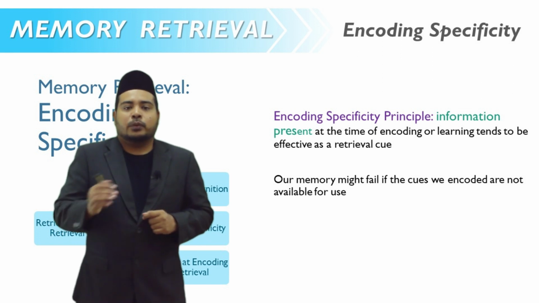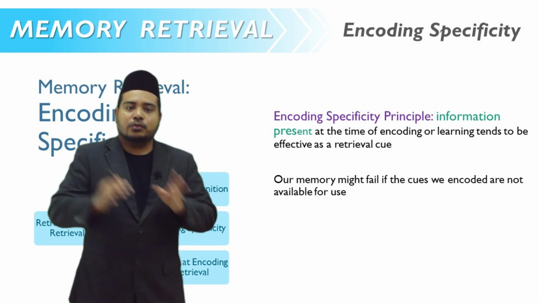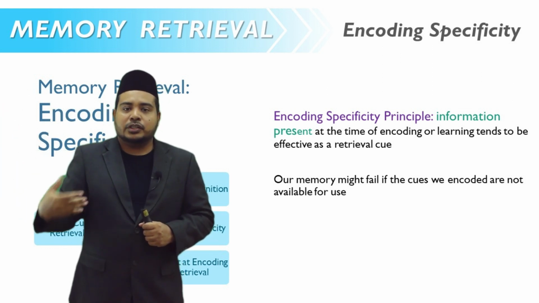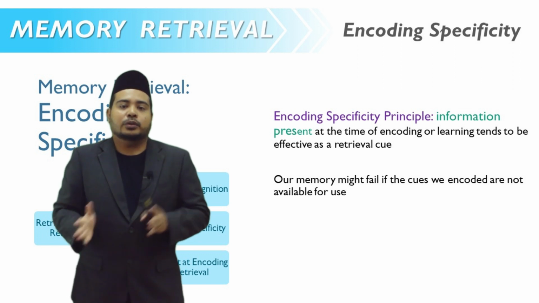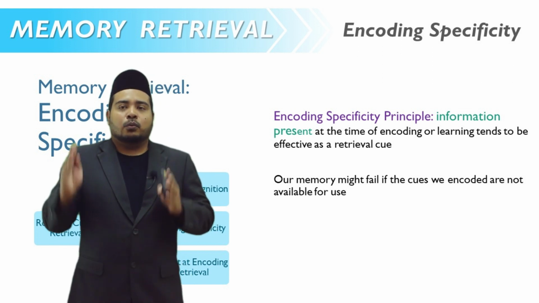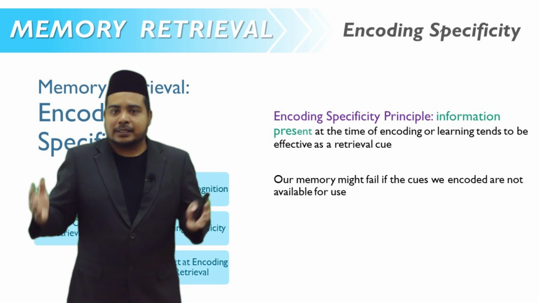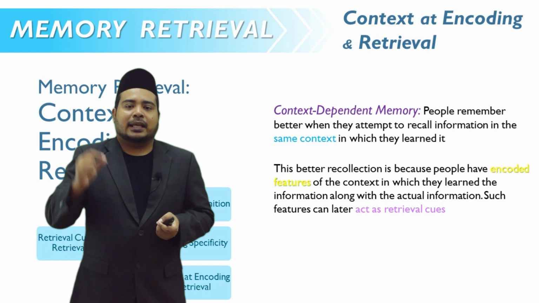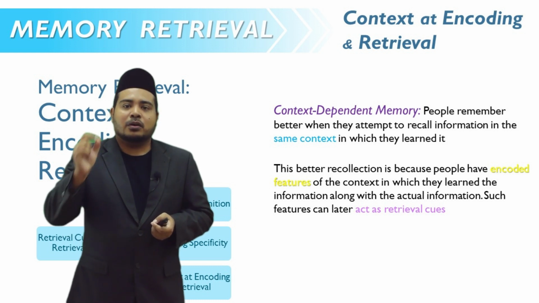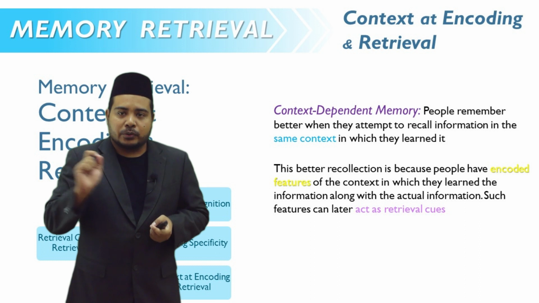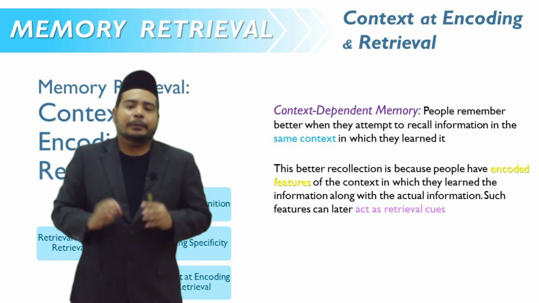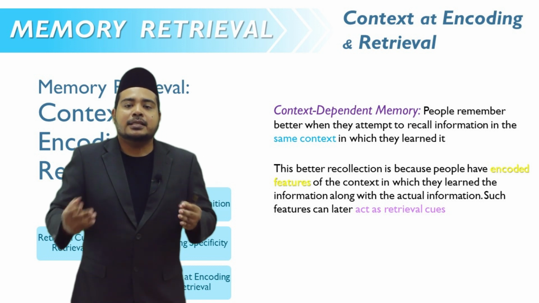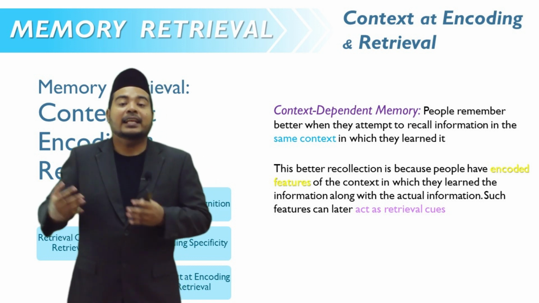So here, when we talk about retrieval cues and retrieval tasks, at the beginning we talked about recall and recognition, and then just now we talked about encoding specificity. What else affects our recalling effectiveness and efficiency is context in encoding and retrieval, or context-dependent memory. So people remember better when they attempt to recall information in the same context in which they learned it.